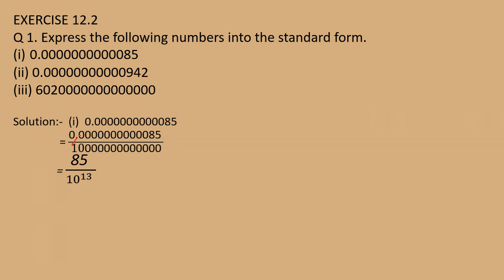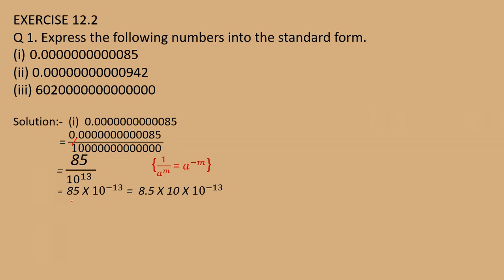So after the decimal, how many zeros do we have to put? Count it. 1, 2, 3, 4, 5, 6, 7, 8, 9, 10, 11, 12, 13. So 13 digits after the decimal. So we have to write 13 zeros after 1 when we remove the decimal. So 85 upon 10 raised to the power 13 is the number. Now, as we know that 1 upon a raised to the power m equals a raised to the power minus m, this 1 upon 10 raised to the power 13 can be written as 85 into 10 raised to the power minus 13.